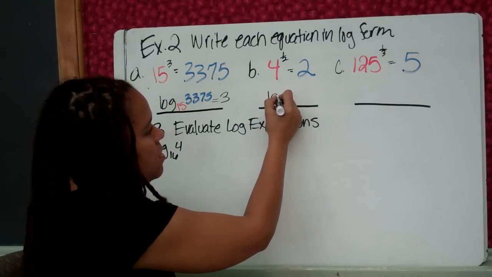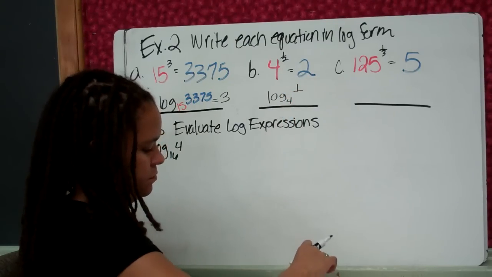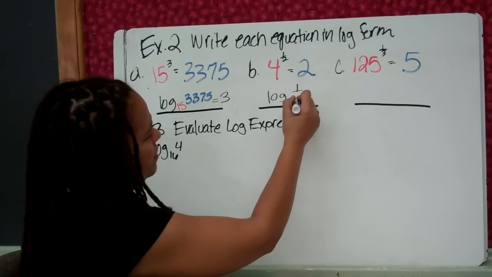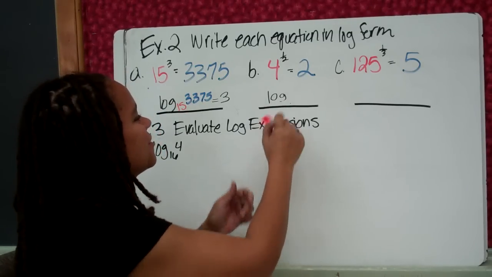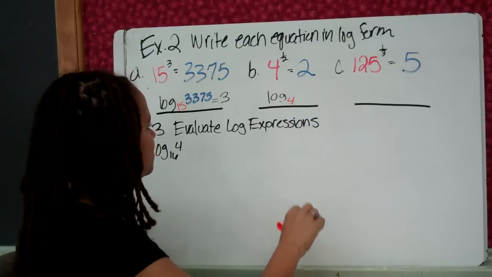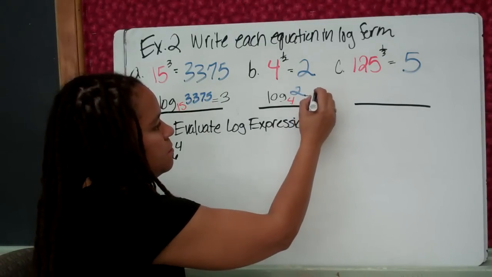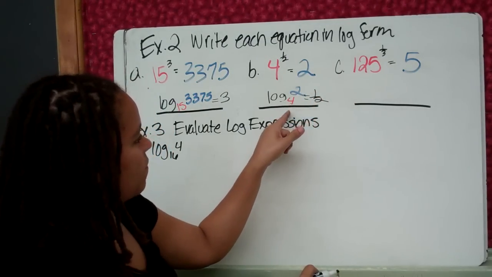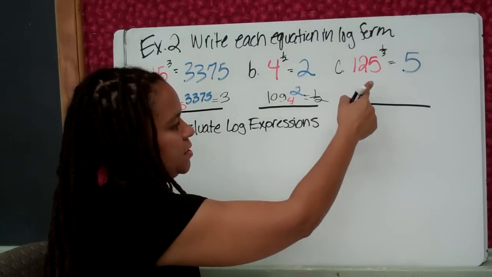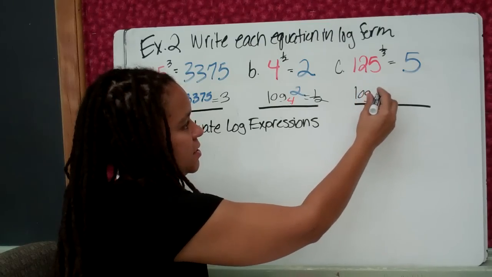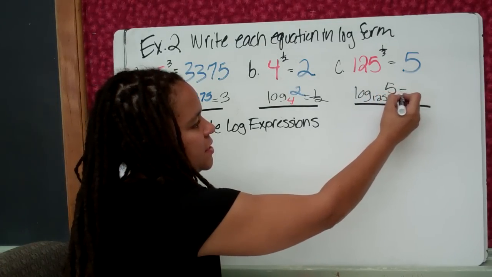So here, log base 4 of 2 equals 1/2. Alright, so 4 to the 1/2 is equal to 2, and that's true because the square root of 4 is 2. Alright, so here, log base 125 of 5 is equal to 1/3.